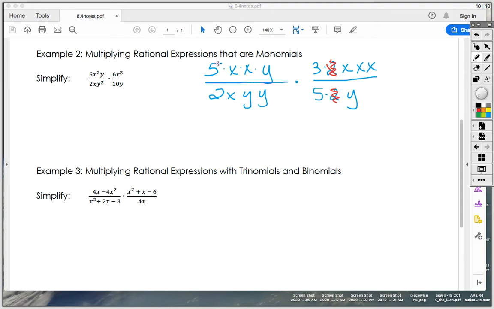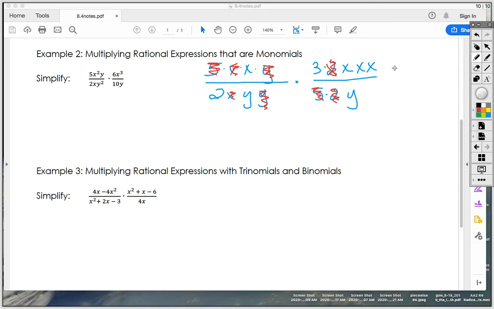I see that there's a 5 at the top and the bottom. They cancel each other out. I see there's a y here. They can cancel each other out. And an x. And that's where I have to stop, because there's nothing now on either side. Looking diagonally, there's nothing where I have the same letter or number at both the top and the bottom. So now I simply multiply straight across.